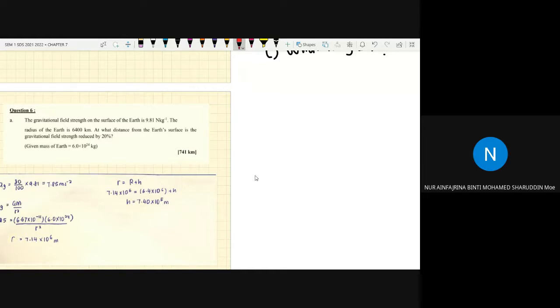Okay, the gravitational field strength on the surface of the earth is 9.81 Newton per kg. Okay, one thing that you know, bila dia cakap Newton per kg ini sebenarnya dia adalah meter per second squared. So, you have an earth. Okay, awak ada earth. So this is our earth for example lah kan. Okay, and then dekat surface of the earth, kita punya gravitational field strength adalah 9.81 meter per second squared.